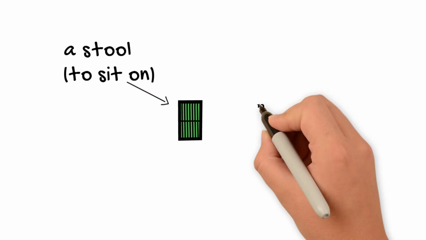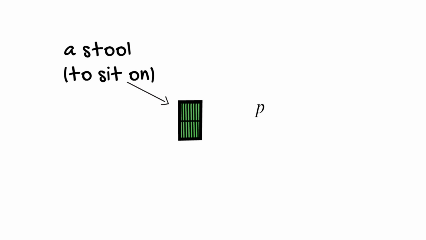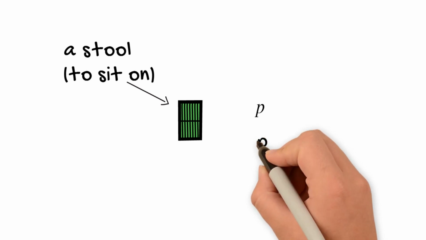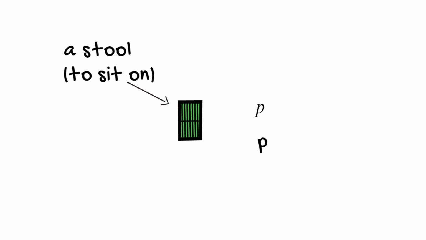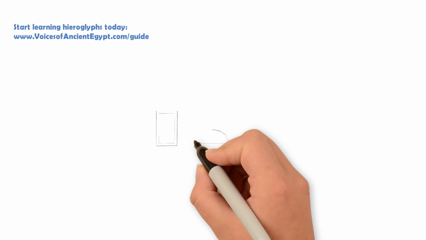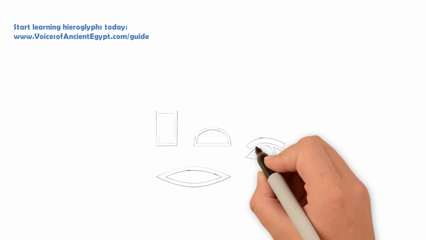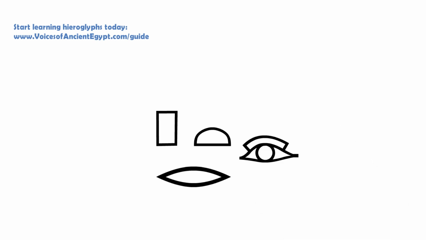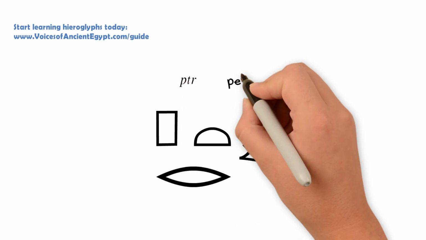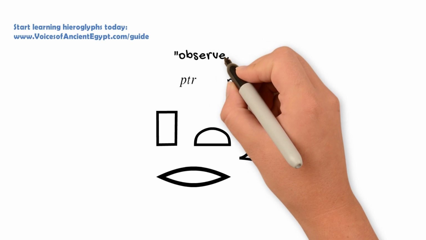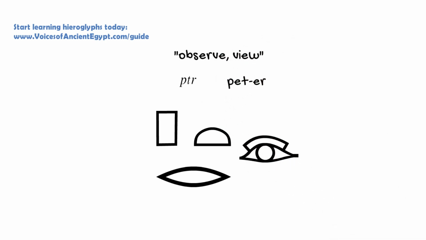Well, this was used for basically the sound of the letter P. So very similar to our English P. And luckily, one of those that for most people around the world is not too hard to pronounce. So how could you use it? Well, it could be used in a huge number of words because it is a sign with just one consonant in it, and so it has a lot of versatility. One example would be the word peter, which means to view or observe something.